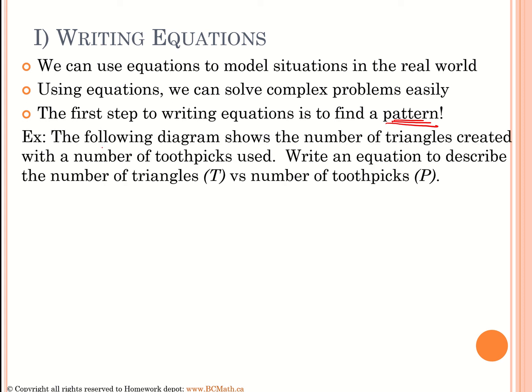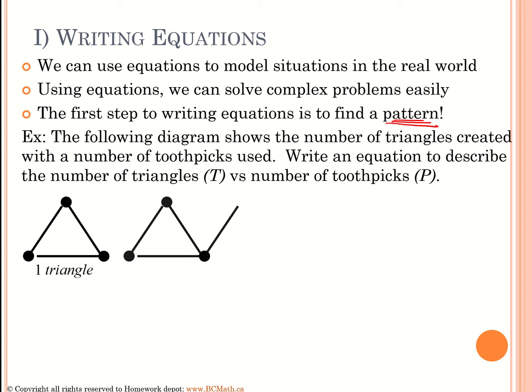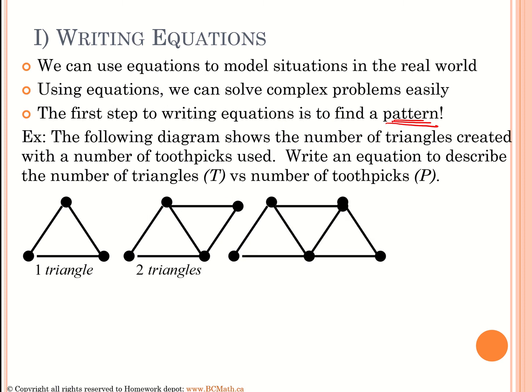The first one, you're going to be given a bunch of diagrams. The following diagram shows the number of triangles created with the number of toothpicks. Here's the first diagram, and you actually need 3 toothpicks to make this. One triangle requires 3 toothpicks, and then the second diagram, you have 2 triangles, but you need 5 toothpicks. And here's the third diagram, you have 3 triangles, and you need 7.